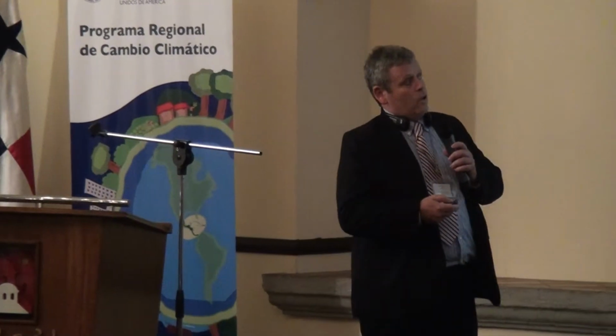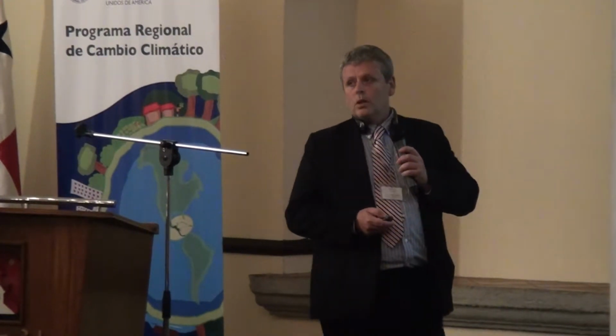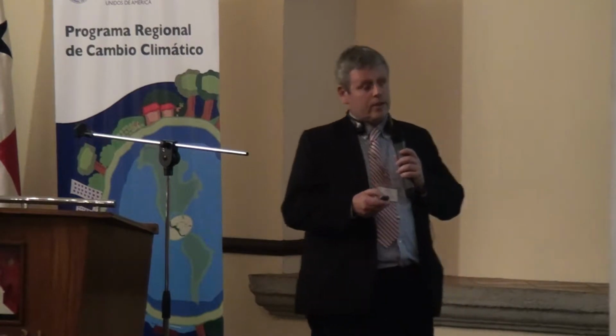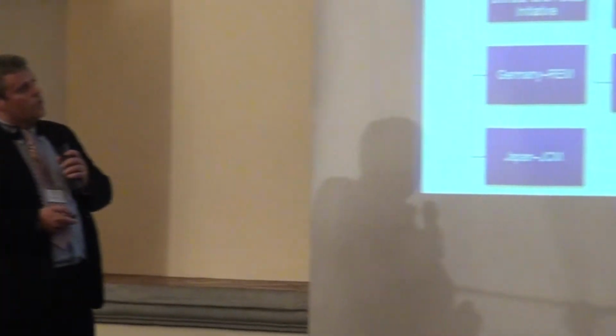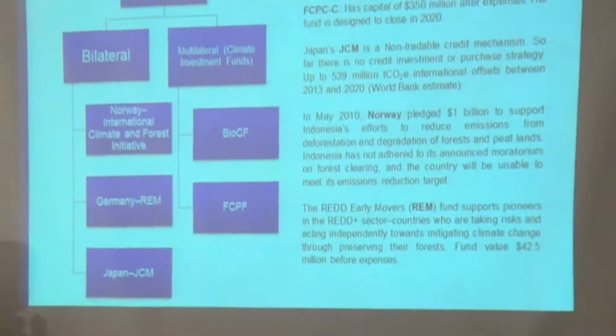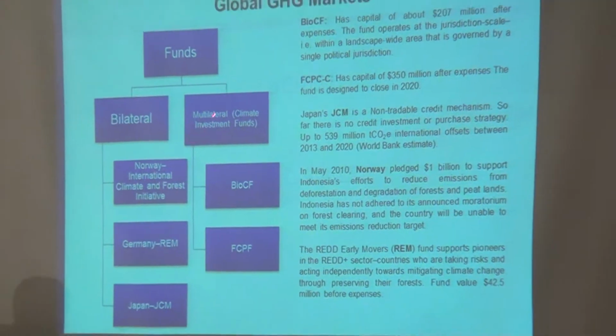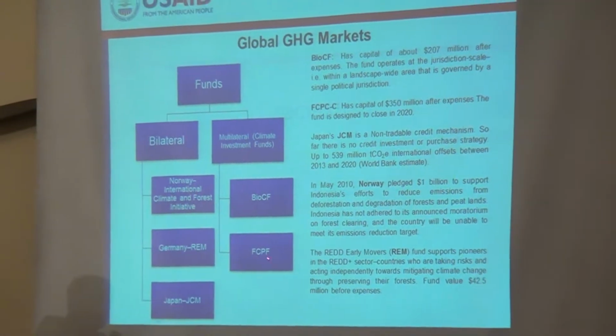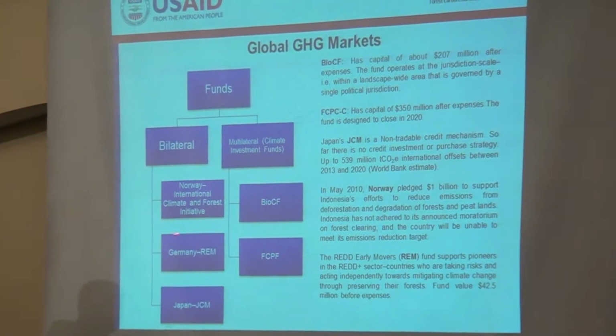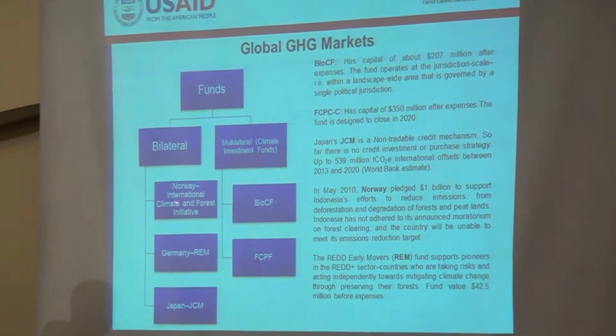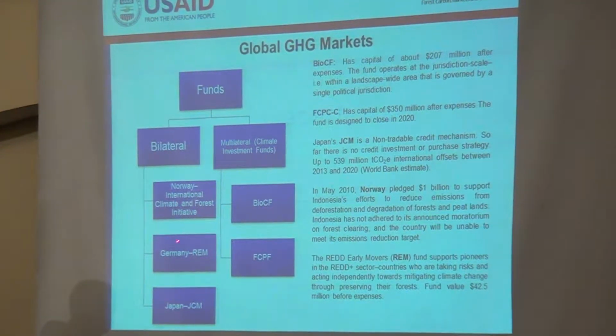So we've spoken about voluntary markets. Now we have to look at funds again very briefly. So as you've seen, you've got your multilateral funds, BICF, FCPF, you have the bilateral funds. We haven't really discussed Norway, we haven't really discussed REM, and we haven't really discussed Japan. But I am going to talk a little bit about them in the next slide.